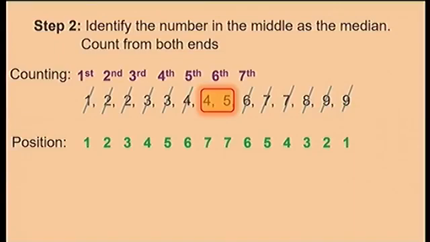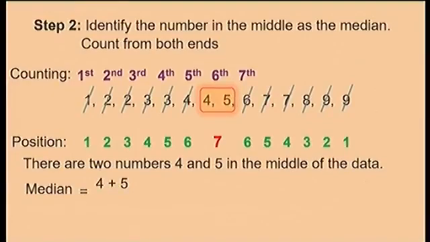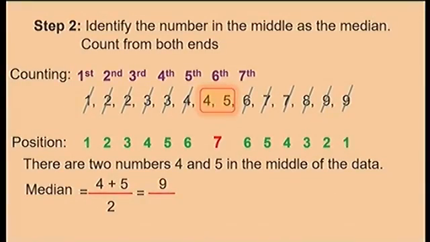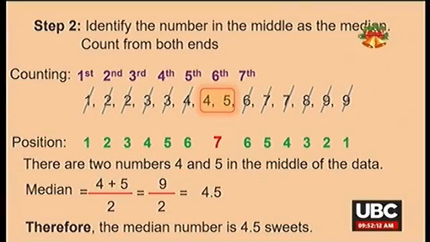From this example, we see that the numbers which are in the middle are 4 and 5. 4 and 5 tie the seventh position from either side. So how do we determine our median using our 4 and 5? The two numbers 4 and 5 are in the middle of our data. We are going to use 4 and 5 to get our median. We get the sum of 4 and 5 and we divide by 2. The sum of 4 and 5 is 9. Divide by 2, we get 4.5. So our median number of sweets is 4.5 sweets.